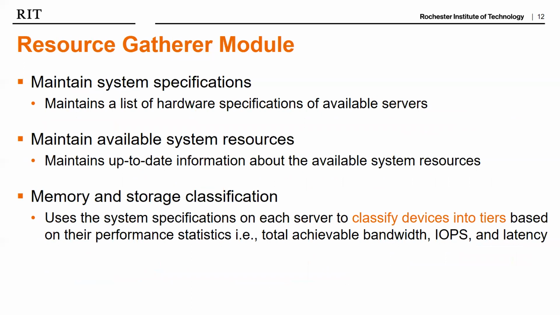The resource gatherer, on the other hand, maintains the hardware specifications along with the current rated resource utilization on all the workers. Based on this information, it runs micro benchmarks to capture the performance statistics of each device, such as the total bandwidth, IOPS, and read-write latency. This information is also used to categorize these devices into tiers.